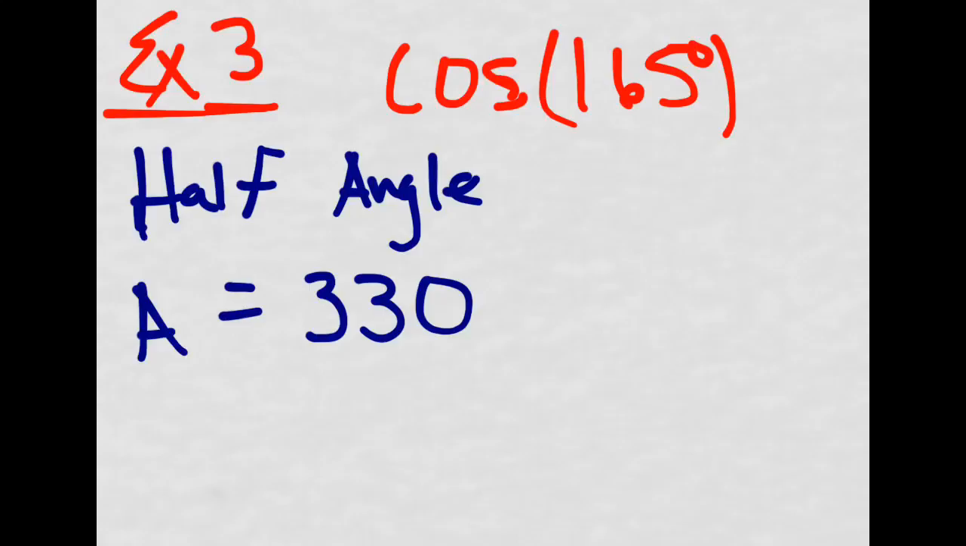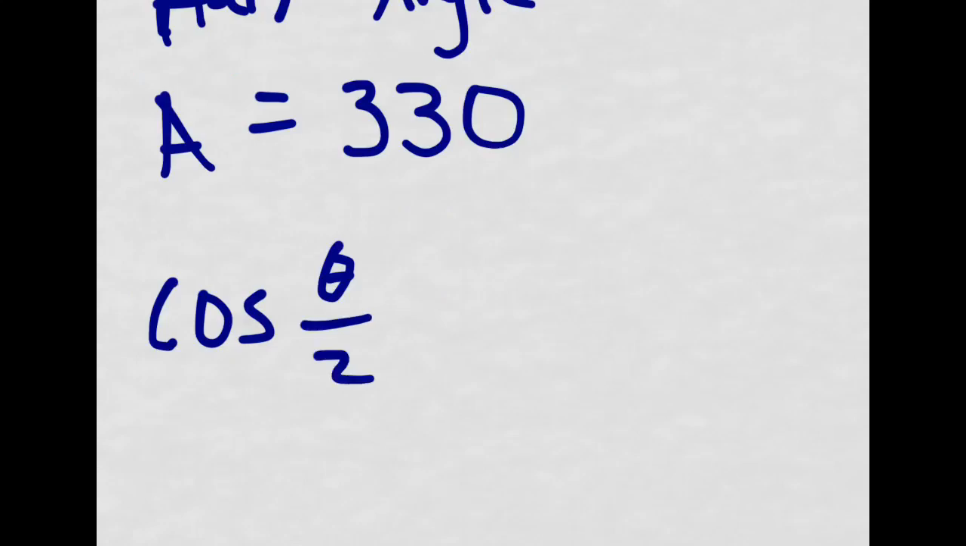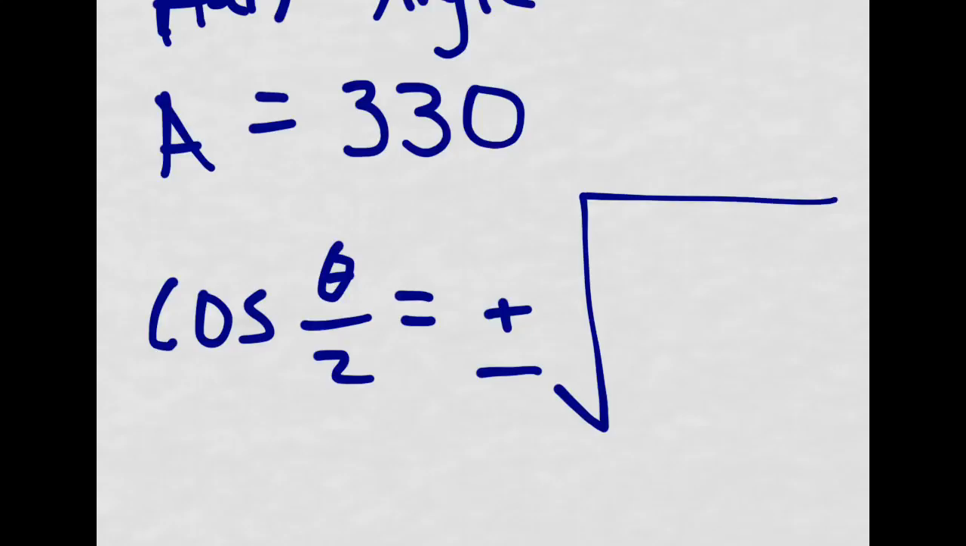So we're doubling. Cosine of A over 2, whatever your formula says, is 1 minus the cosine. I think that's supposed to be a plus.